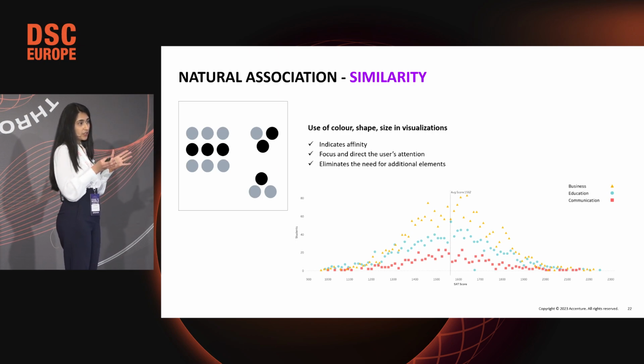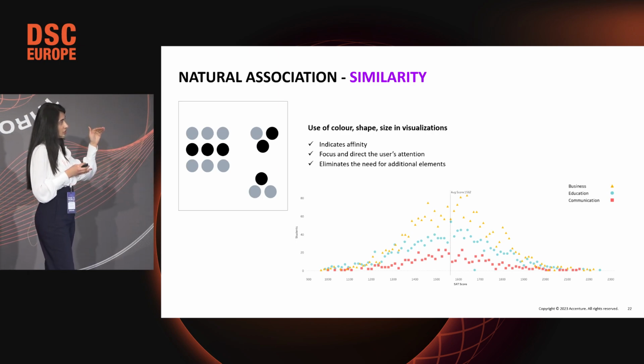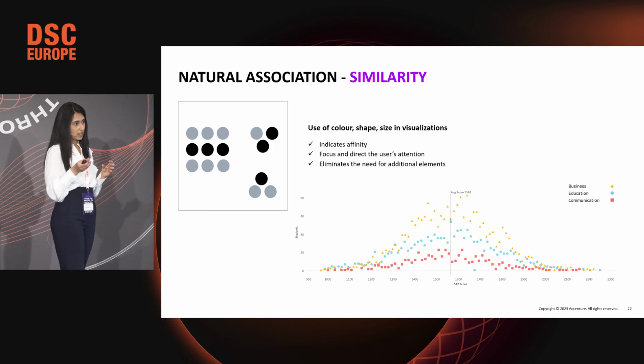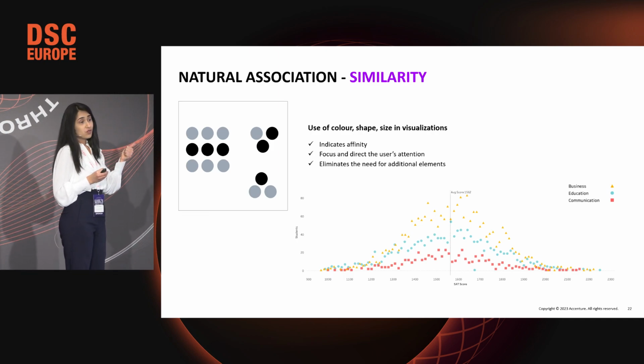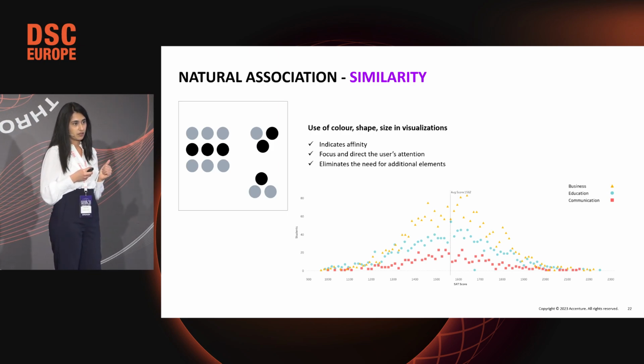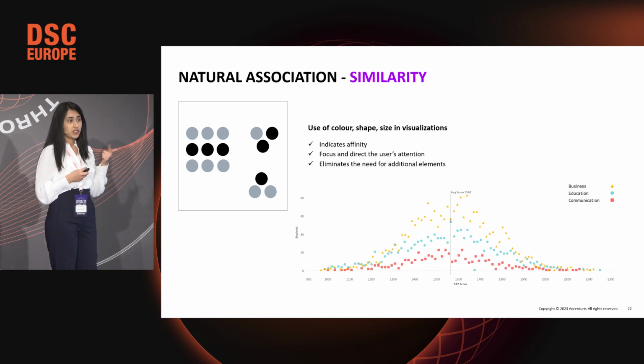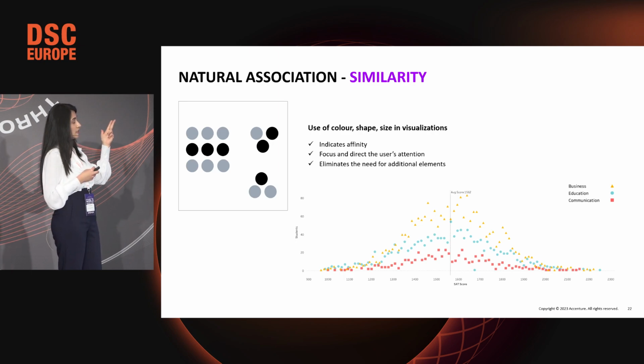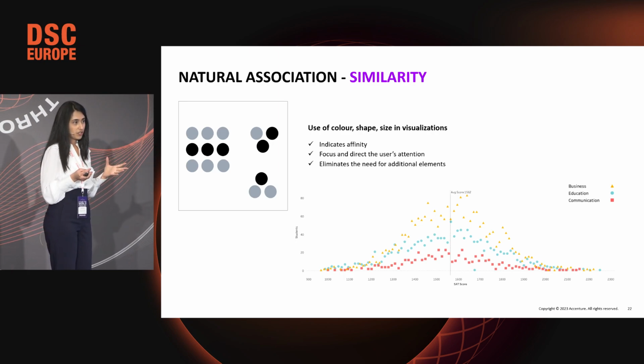So there are 3 groups, but due to this affinity, you see that there is some relation between these 3 groups. It also helps to focus the user's attention on specific data points which we want to show. And it eliminates additional elements, like you don't have to put any borders around these data points just to show that they are similar to each other. So use of color, shape, and size helps you add a natural association in your views.